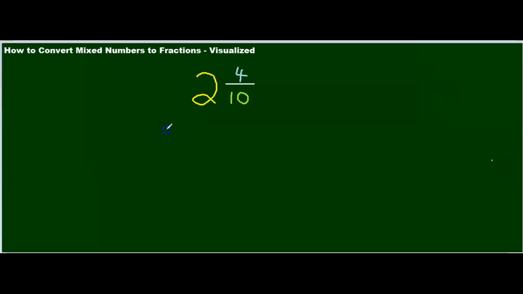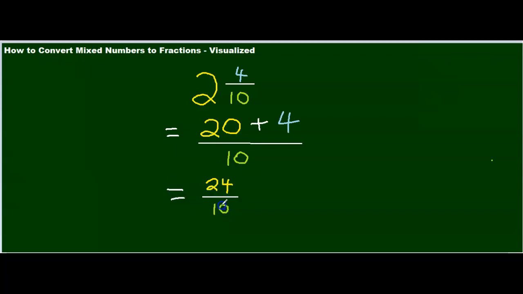Let's try another one. So 2 and 4 over 10. We can do it 2 ways. Let's do it our original way, which was 2 times 10 gives us 20, plus 4 over 10, which gives us 24 over 10. Now, both numbers are even in the numerator and denominator, so we can divide both by 2, which leaves us 24 divided by 2 gives me 12, and 10 divided by 2 gives me 5.